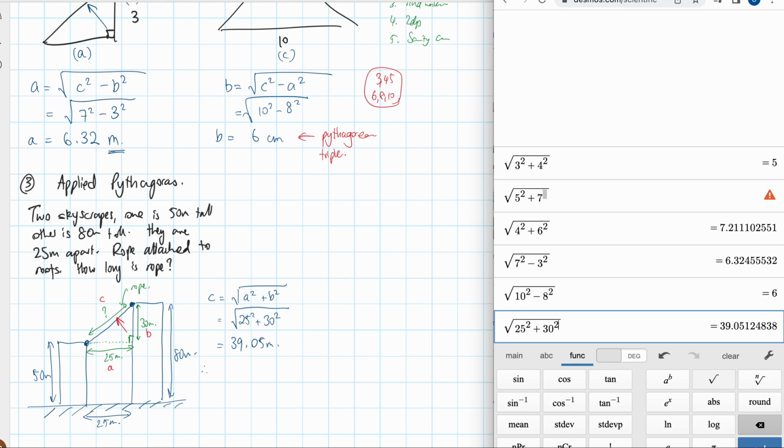And then we can write a statement. The length of the rope is 39.05 metres. Great.